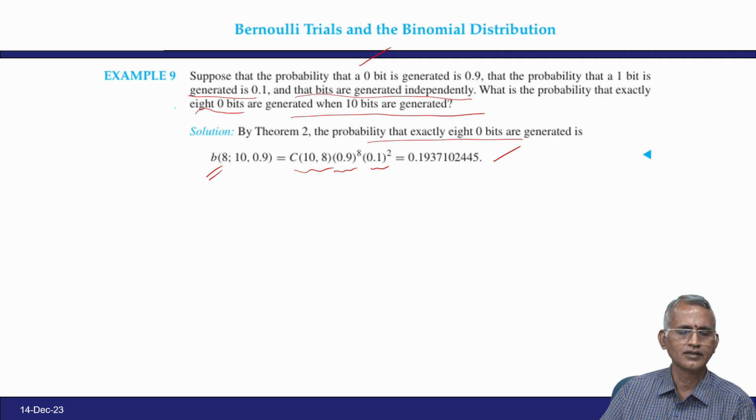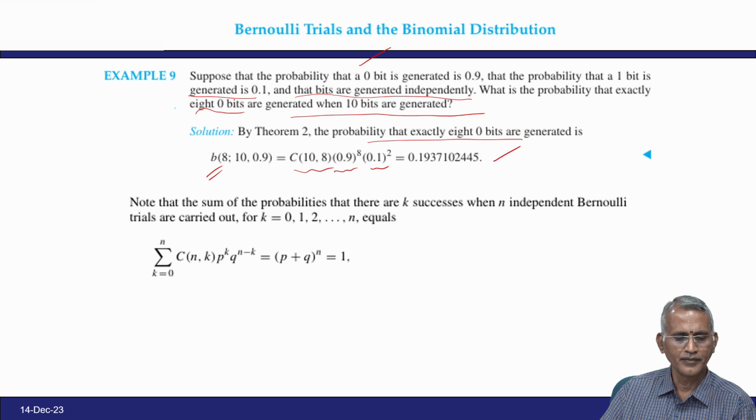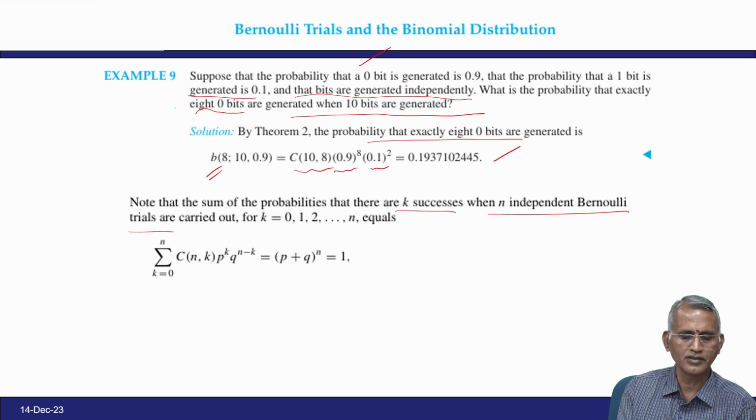So, these are examples of the binomial distribution, and note that the sum of the probabilities of k successes when n independent Bernoulli trials are carried out, for k equal to 0 to n, equals summation k running over 0 to n of nCk into p power k into q power n minus k. This can be written as the binomial of success and failure addition, (p plus q) the whole power n, which equals 1. So, this way we can do for binomial and Bernoulli equations.